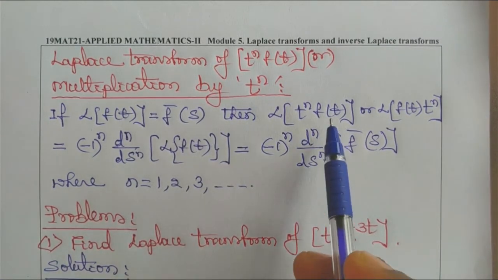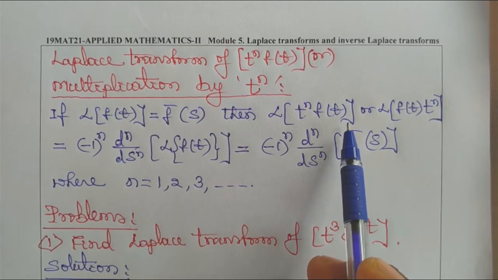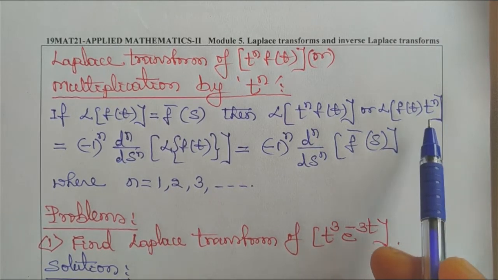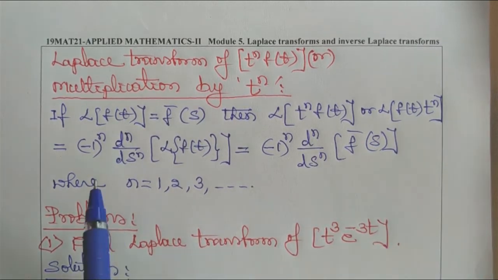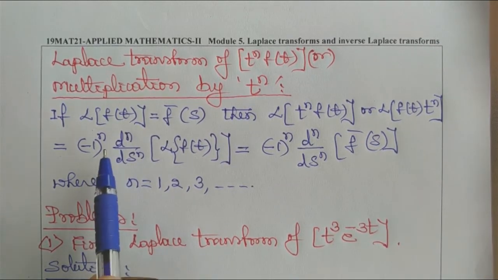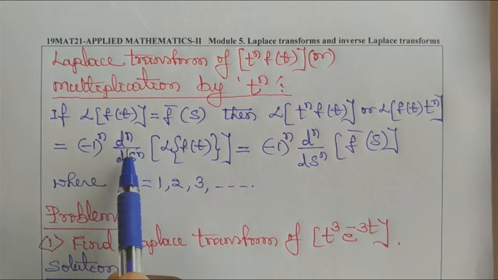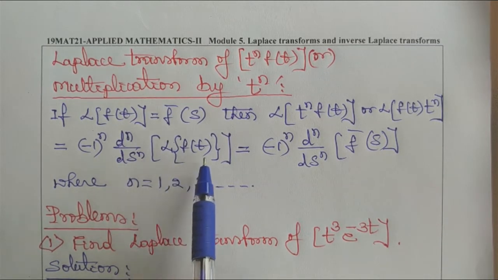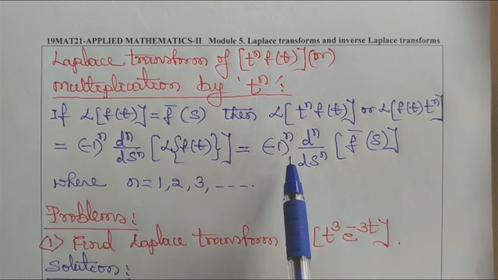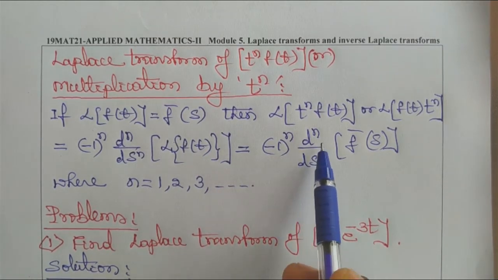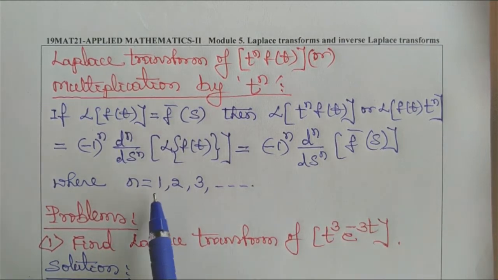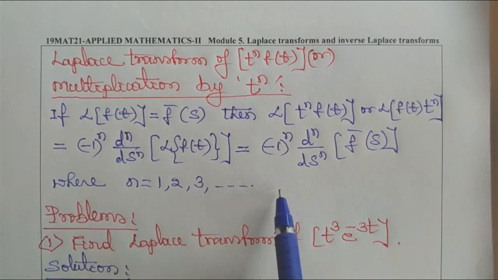then Laplace of t to the power of n into f of t, or Laplace of f of t into t to the power of n, is equal to minus 1 to the power of n into d to the power of n divided by ds to the power of n of Laplace of f of t, which is equal to minus 1 to the power of n d to the power of n divided by ds to the power of n f bar of s, where n is equal to 1, 2, 3, etc.